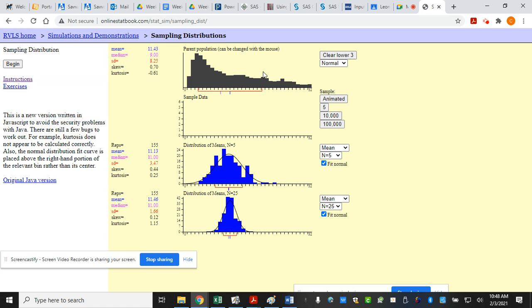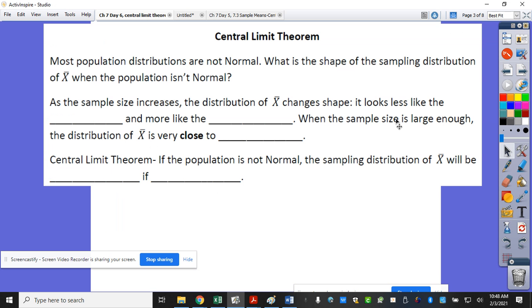The population distribution. So as the sample size increases, it looks less like the one it came from, which is the population distribution, and more like what? It looks more what? Yeah, just said this. More bell-shaped, more symmetrical, more normal. So y'all can fill in those blanks while I'm getting this set up. So it's less like the population distribution, more like a normal distribution.